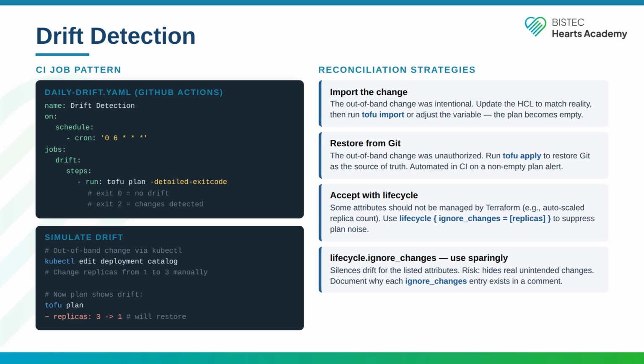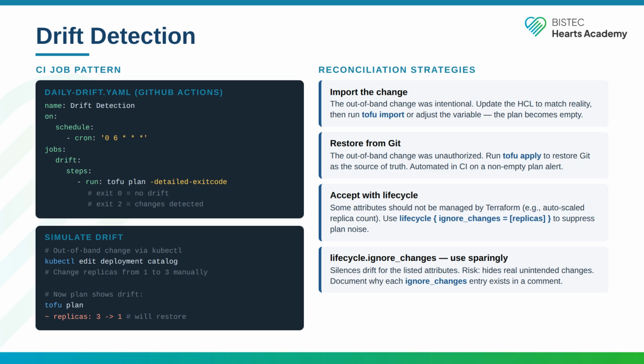The drift detection pattern: a daily CI job runs tofu plan with detailed exit code for each environment. Exit code 0 means no drift. Exit code 2 means the plan has changes. The live state diverged from your HCL. The CI job opens a GitHub issue with the plan diff, so the team can review what changed and decide how to respond. Three remediation strategies.